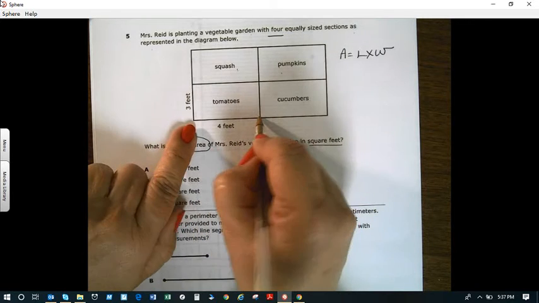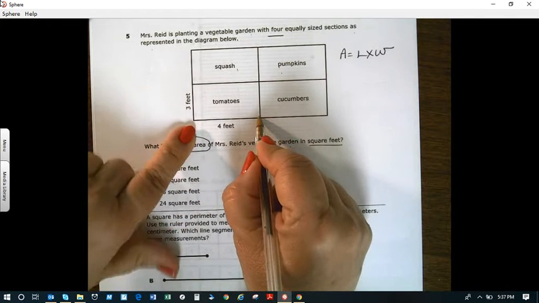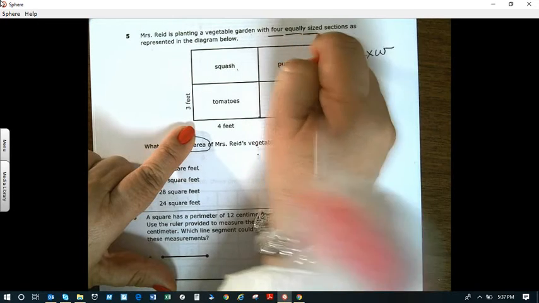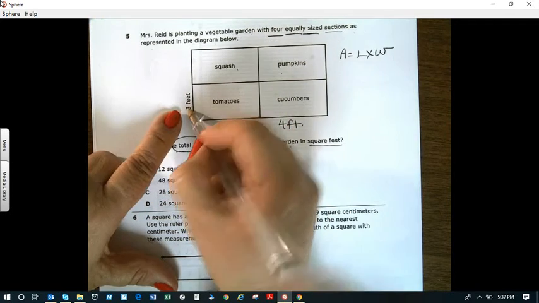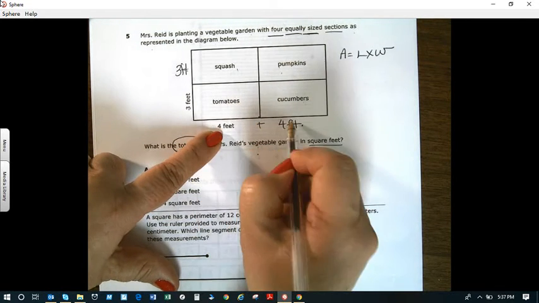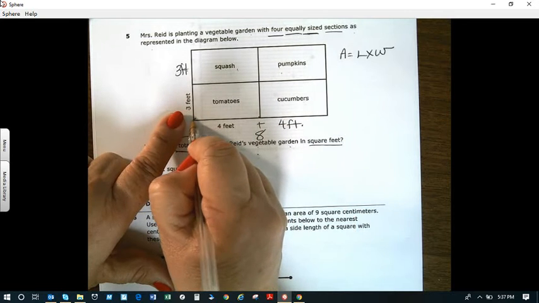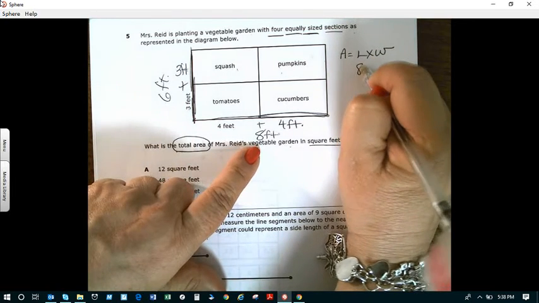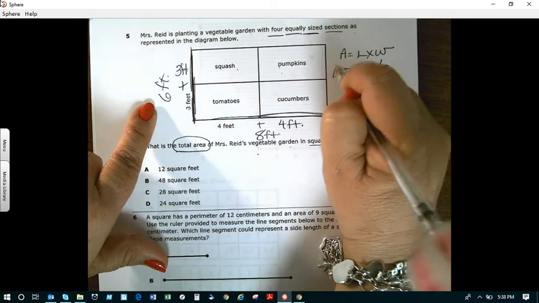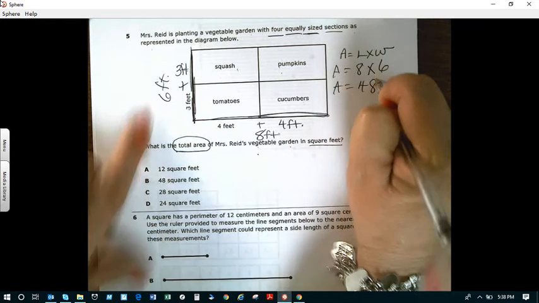Well, if this is 4 feet, and I know that they're all equal sizes because it told me they're 4 equal-sized sections, this is 4 feet. If this is 3 feet, then this is 3 feet. So now I need to add these 4 feet plus 4 feet. And so this whole part right here is 8 feet long. This section here, add those together, it's 6 feet long. So my length is 8, my width is 6, and so my area is equal to 48 square feet.